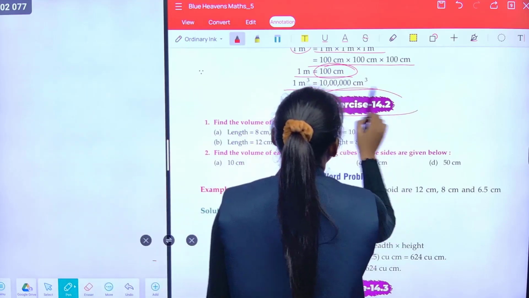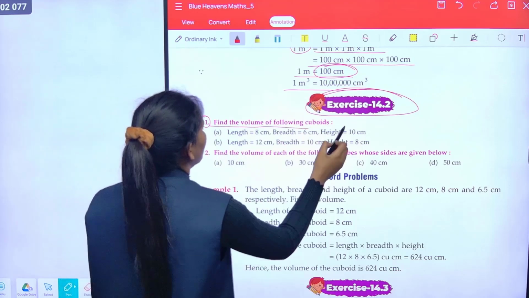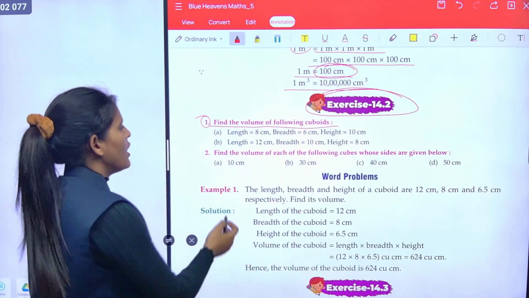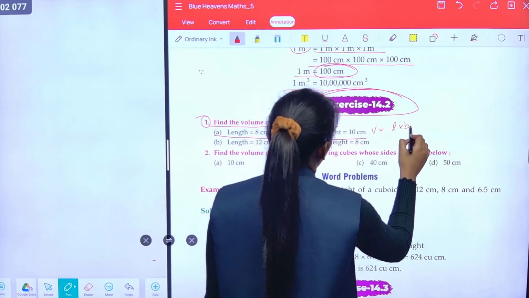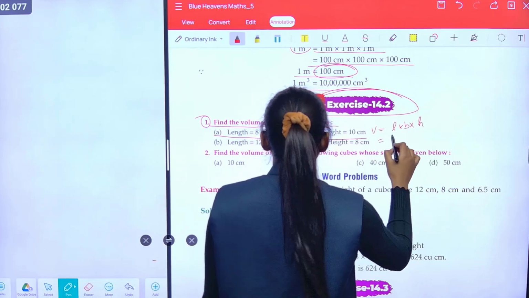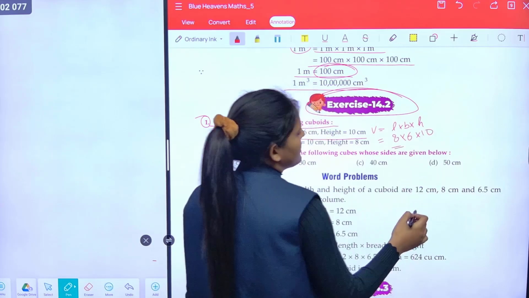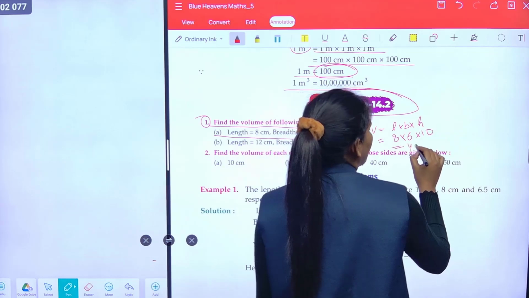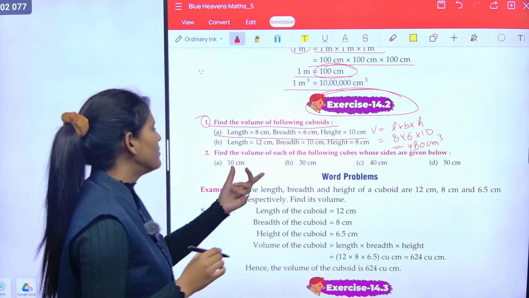Now come on exercise 14.2. Now question number 1, find the volume of the following cuboids. So we will multiply, volume is equal to length into breadth into height. So 8 multiplied by 6 multiplied by 10. 8 sixes are 48, multiplied by 10, 480 centimeter cube. Understand rest of the part?